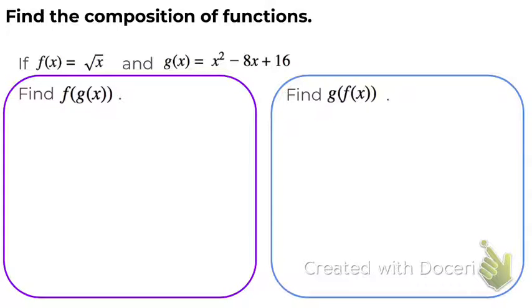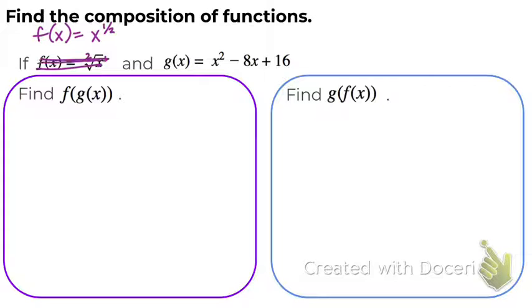Here we're going to find the composition of these functions. So I like to first change these so they are in exponential form. So this first one is square root of x. That's x to the first power, and the index is a 2. So I can rewrite this as x to the 1/2 power.